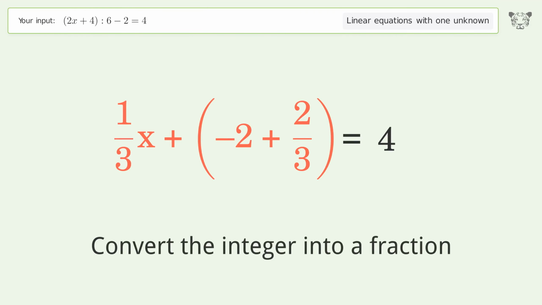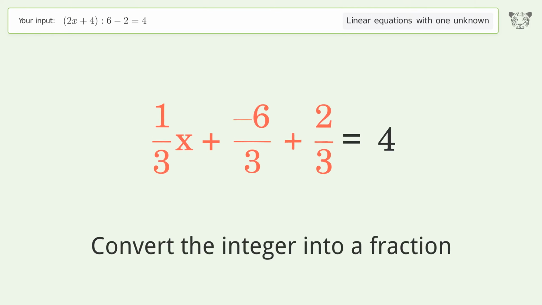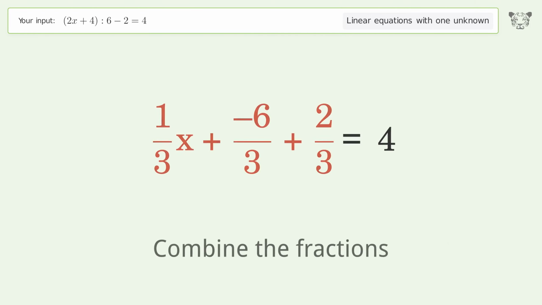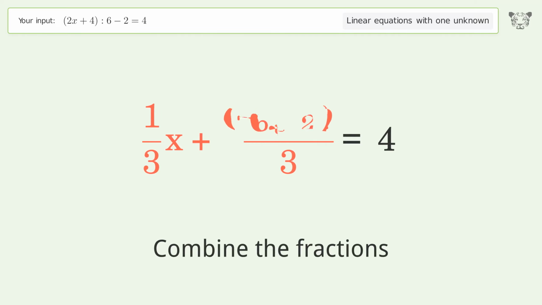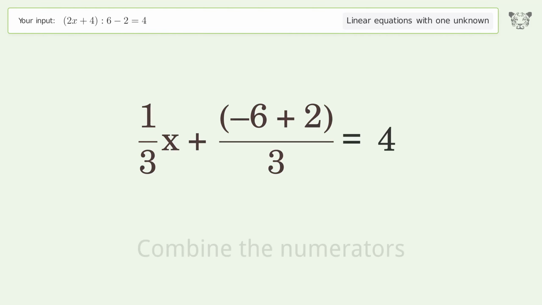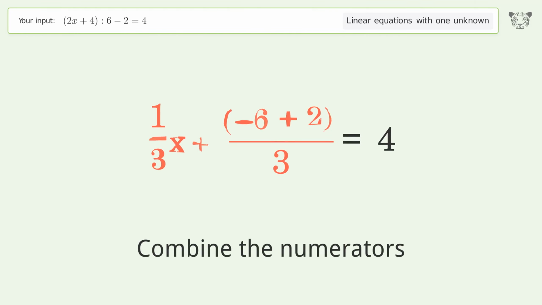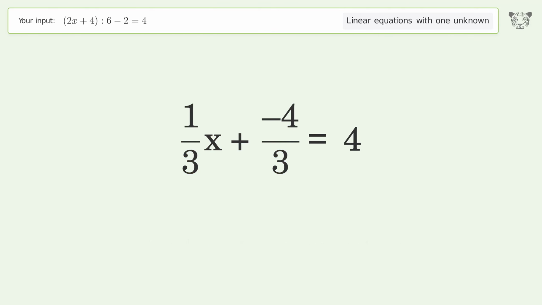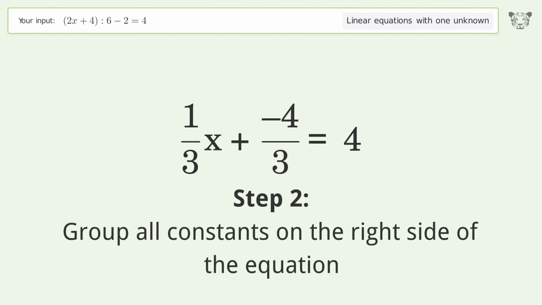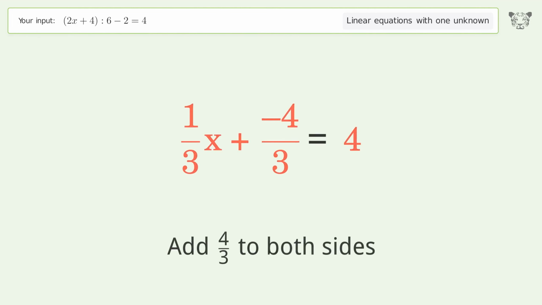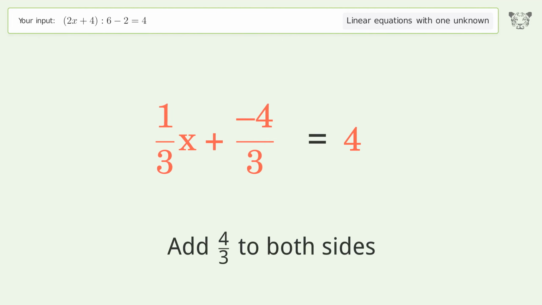Convert the integer into a fraction. Combine the fractions. Combine the numerators. Group all constants on the right side of the equation. Add 4/3 to both sides.